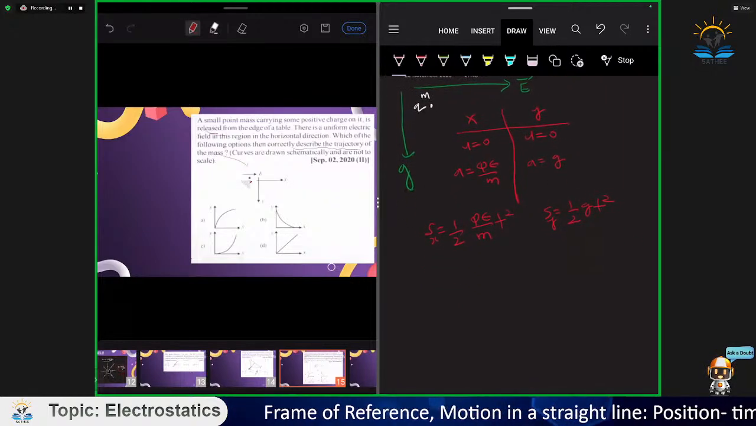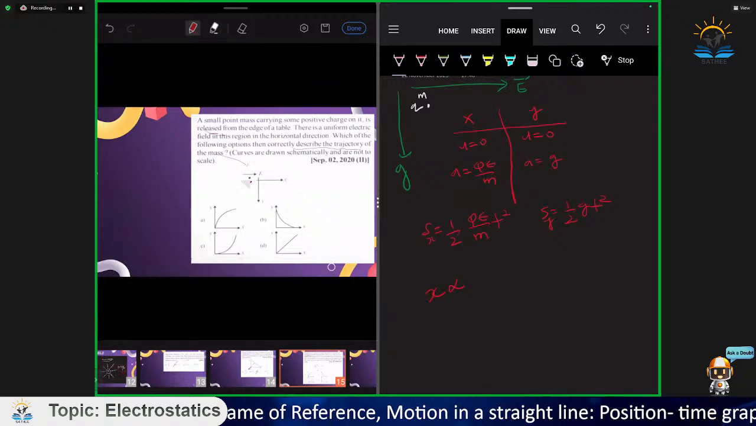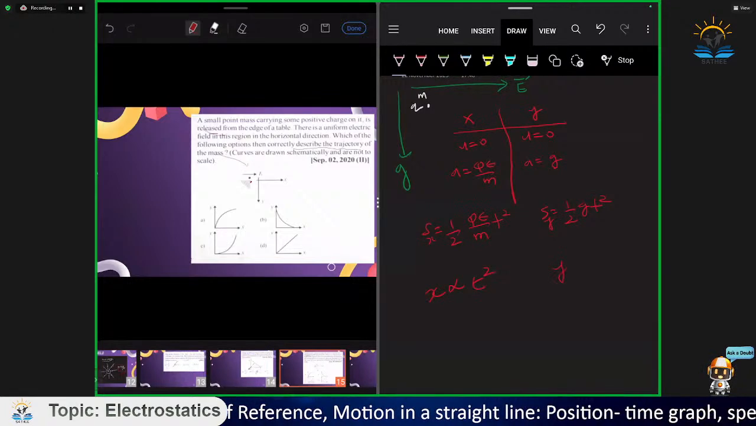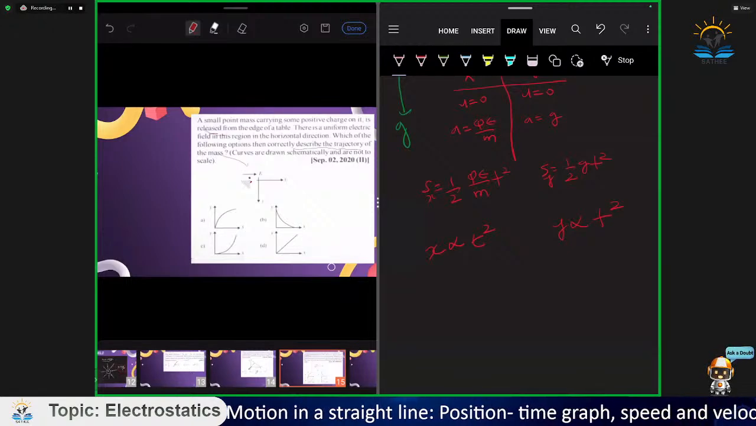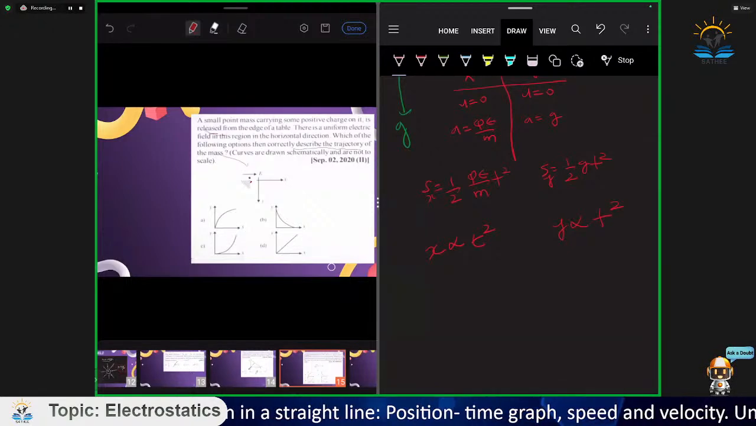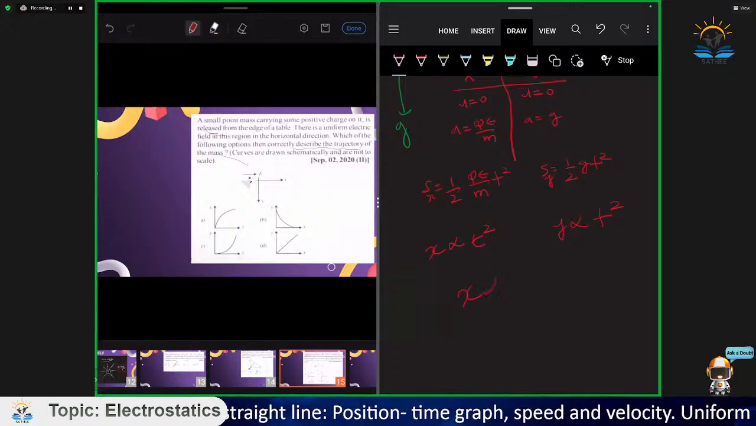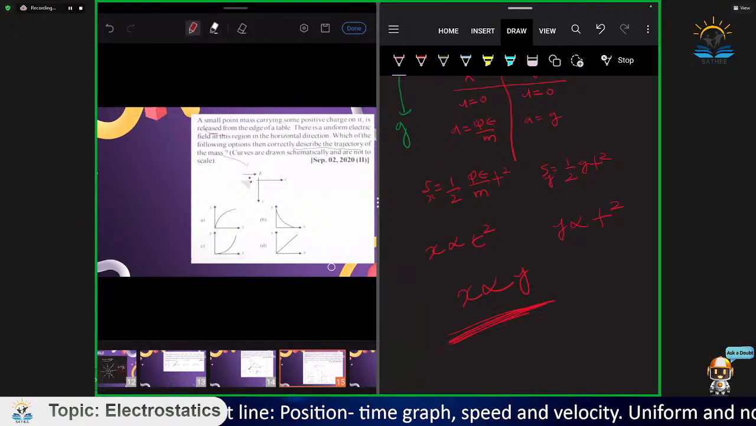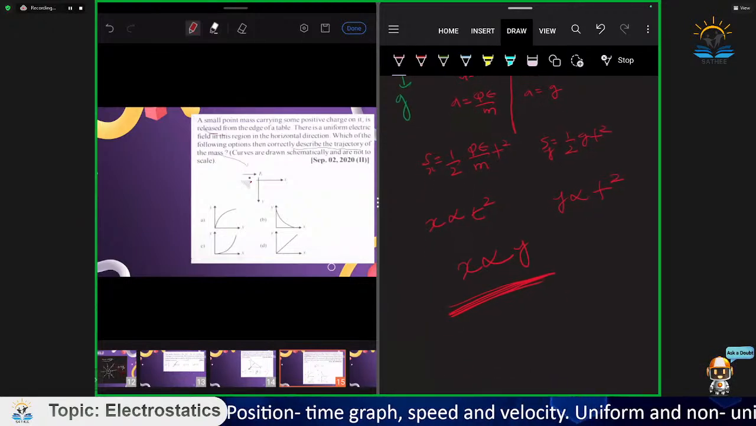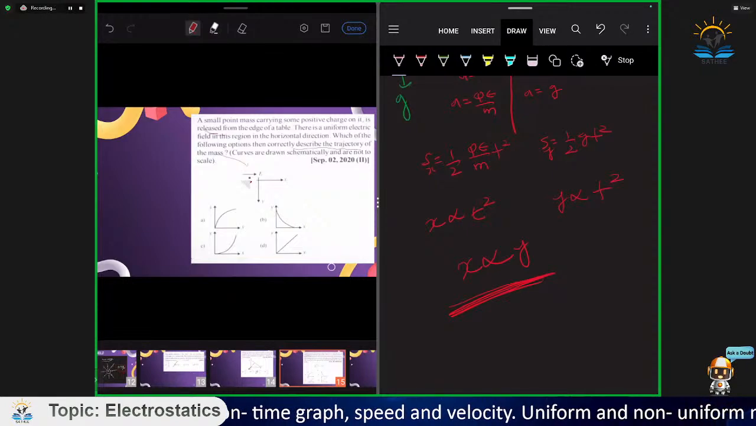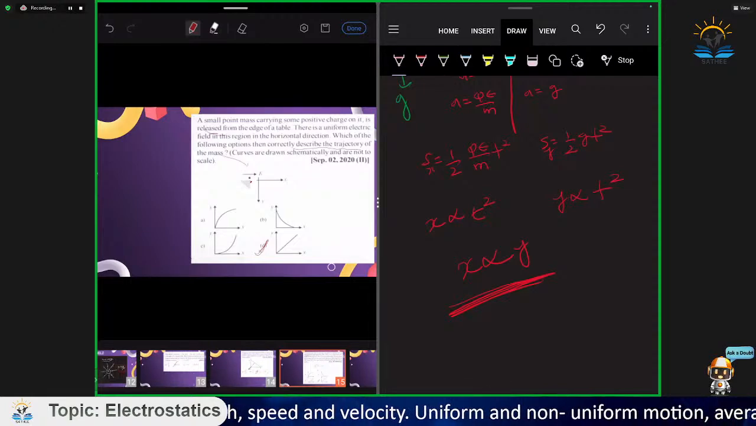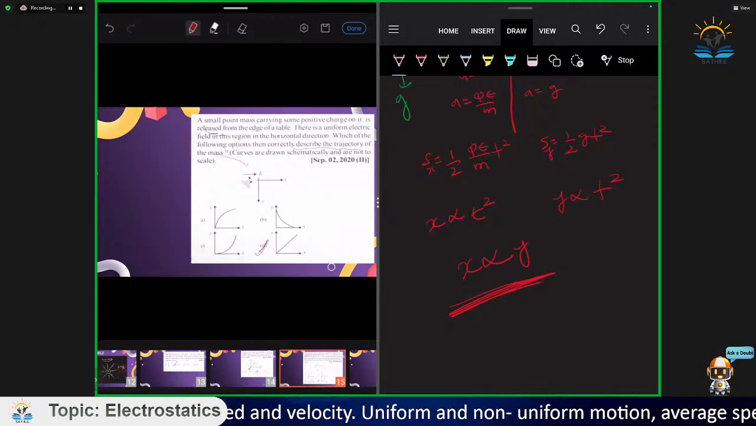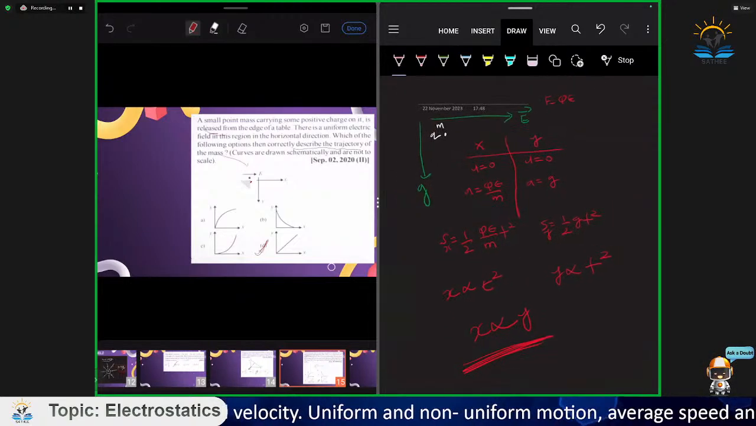Easy. See, x is proportional to t square. y is also proportional to t square. If x is proportional to t square and y is proportional to t square, that means x is directly proportional to y. Which graph suits this, x directly proportional to y? Only one graph, D. Simple question.